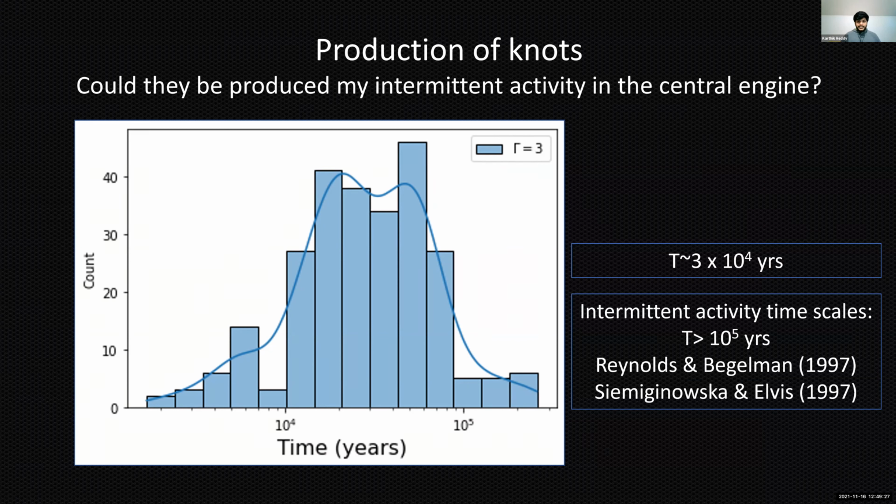So it's possible that we are overestimating the bulk Lorentz factor of these knots, or it's possible that the angles are underestimated.